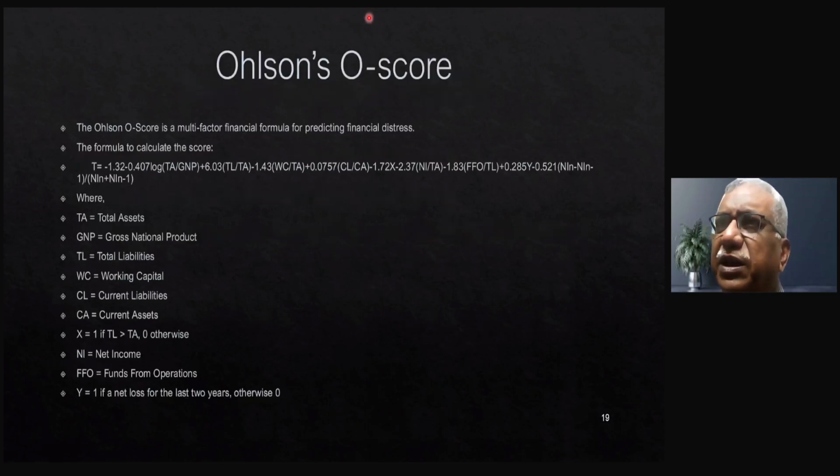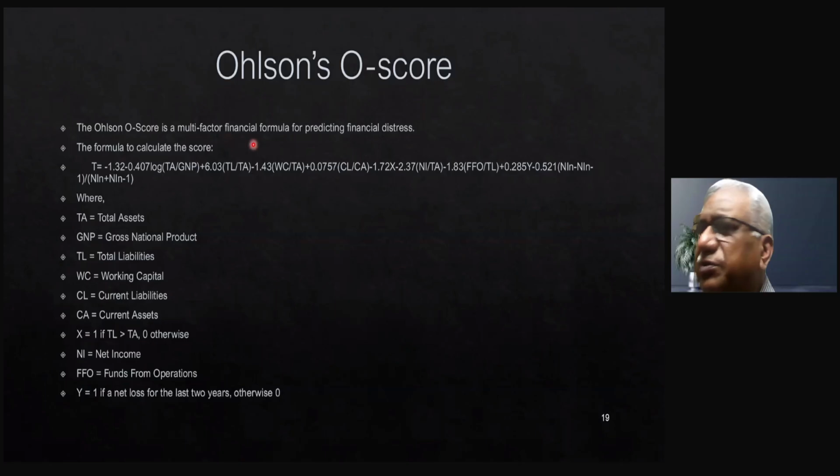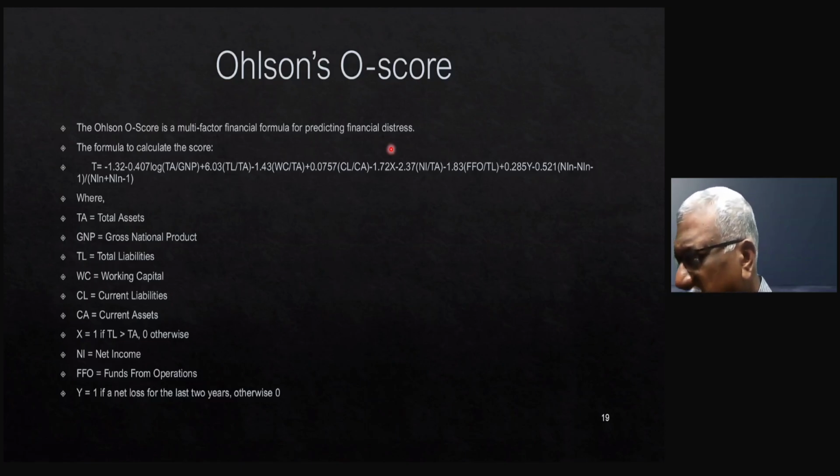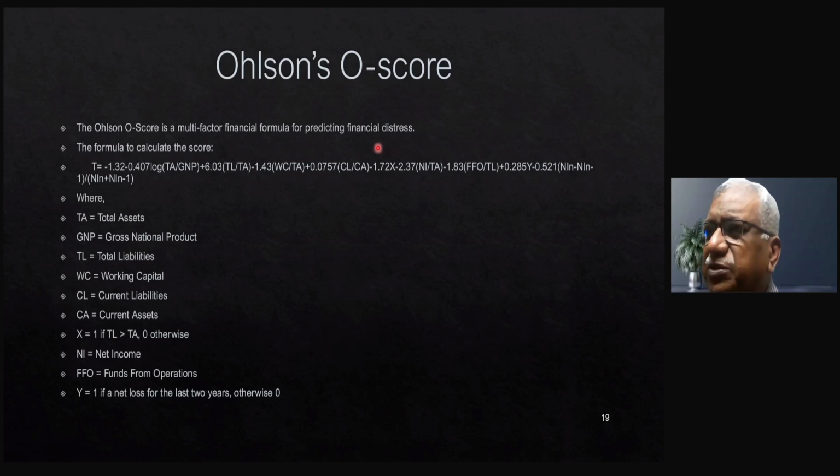Now, if we go to the next one, this is the Olson's score. This is a multi-factor financial formula for bad management or bad cash flows, or maybe the business got nationalized or taken over. I mean, various things happen. So you open an airport in a foreign country, it gets nationalized. You're depending on tourists and tourism drops. So many things happen. They are all predictors of financial distress.